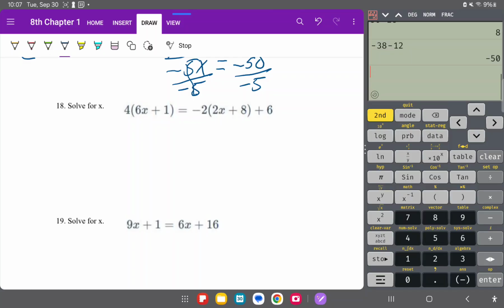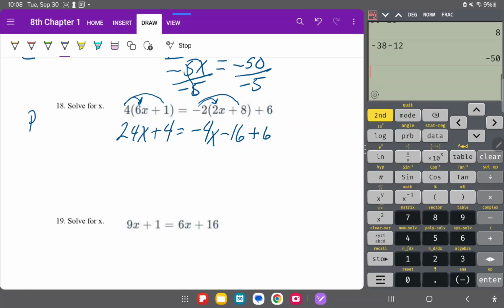Number 18, we have to do parentheses first. So we have that right here. 4 times 6x is 24x. 4 times 1 is 4. Bring down your equals. We have another place to distribute right here. Negative 2 times 2x is negative 4x. And negative 2 times 8 is negative 16. Then we have this 6 we just have to bring down next to it.